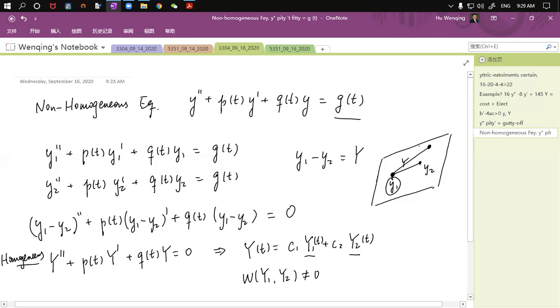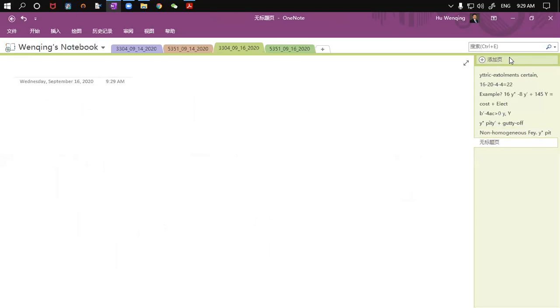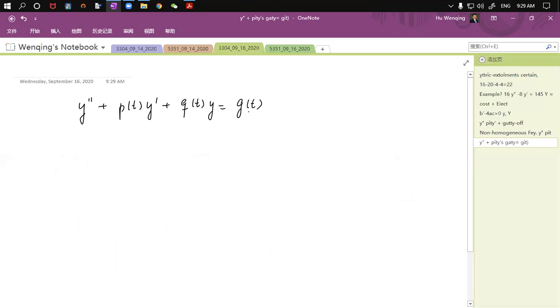So let me summarize this idea. Suppose you start from a non-homogeneous equation, y double prime plus p(t) y prime plus q(t) y equal to some non-homogeneous term g(t). I want to solve this. Now, how do I solve this equation? Well, I want to turn this equation first into a homogeneous equation, that means y double prime plus p(t) y prime plus q(t) y is equal to 0.